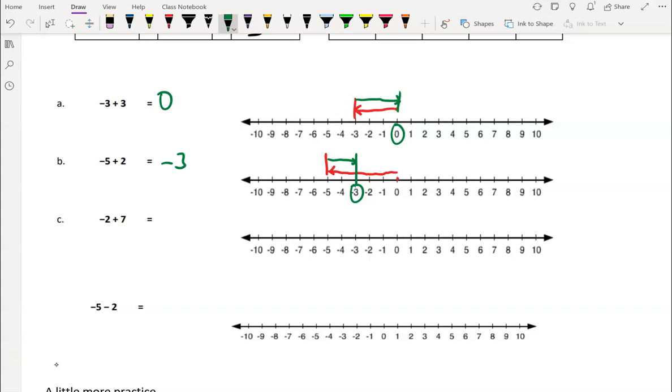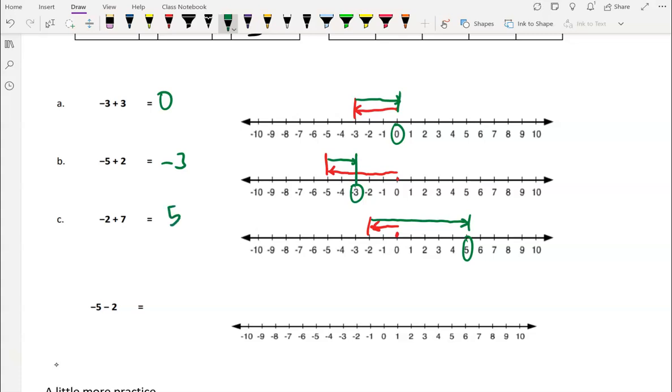I'm going to try this one more time. Negative 2 plus 7. Start at 0. Go to negative 2. 1, 2. That's where I'm at. Plus 7. So from here, I'm going to go to the right. 7. 1, 2, 3, 4, 5, 6, 7. I'm at 5.